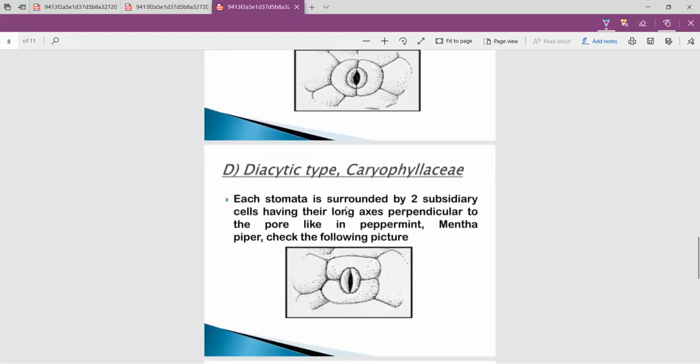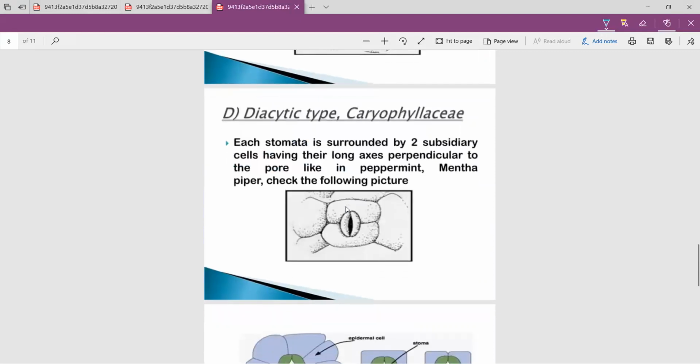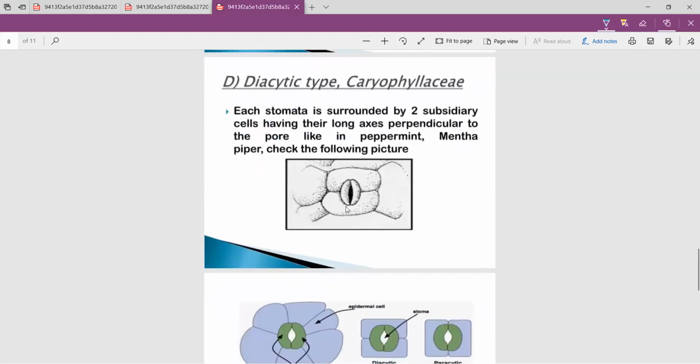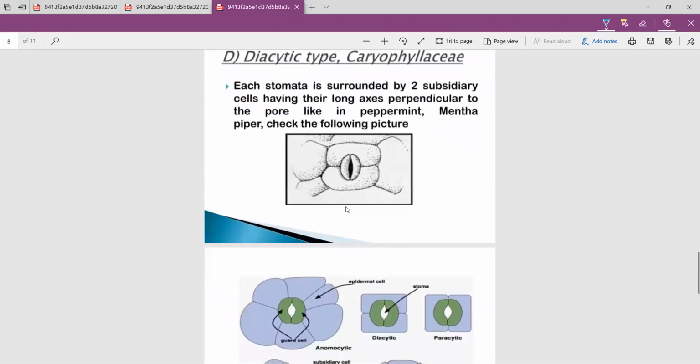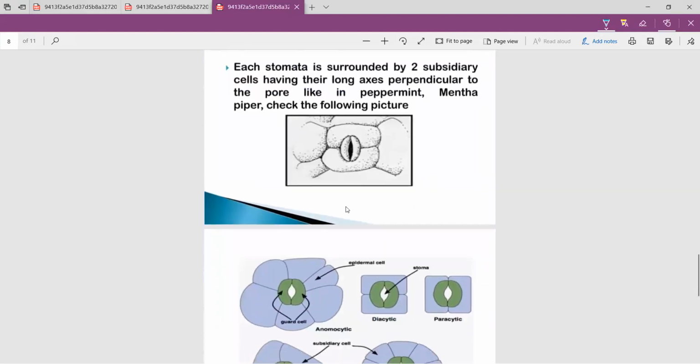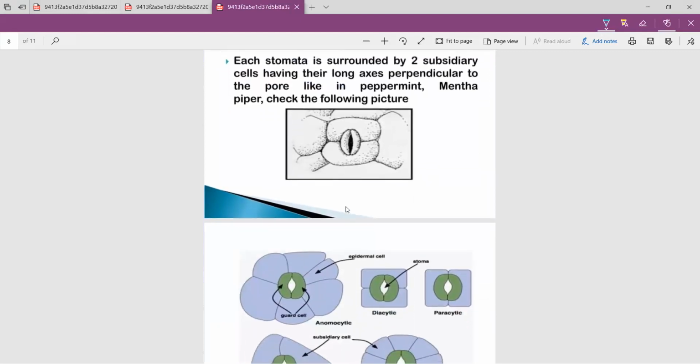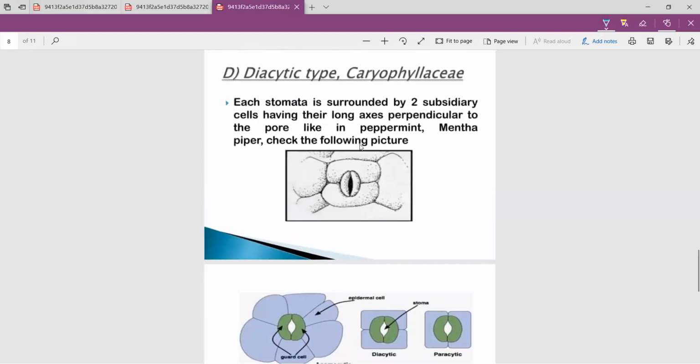Next one is the diacytic type, or caryophyllaceae. Each stoma is surrounded by two subsidiary cells having their long axis perpendicular to the pore, like in peppermint, mentha and piper. These are the guard cells, and the two subsidiary cells are present perpendicular to the guard cells. So this is called diacytic type.